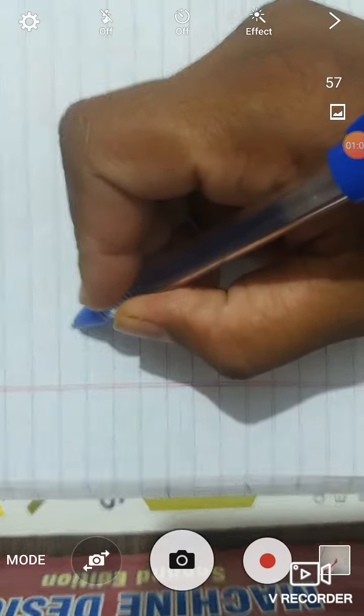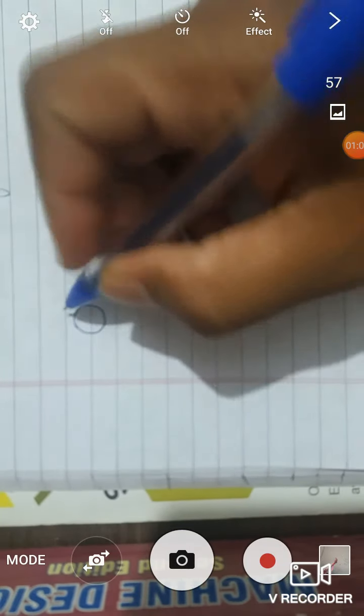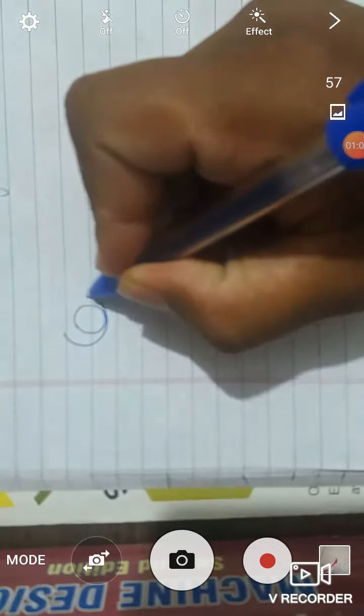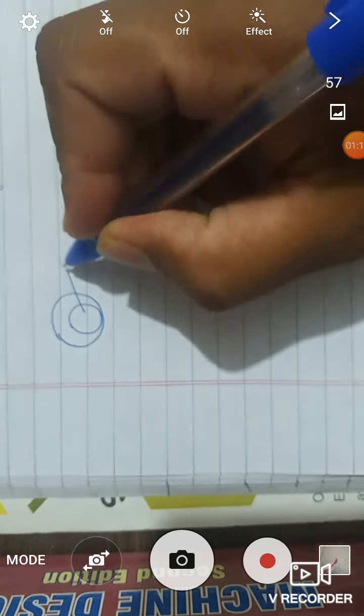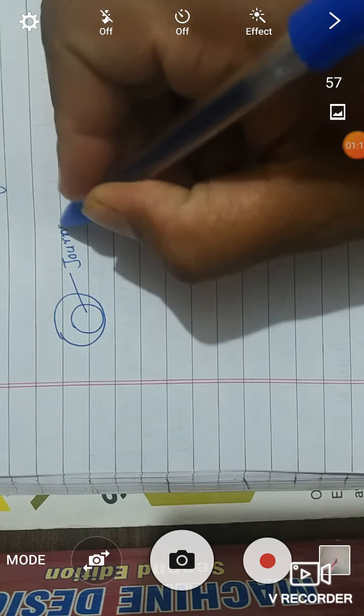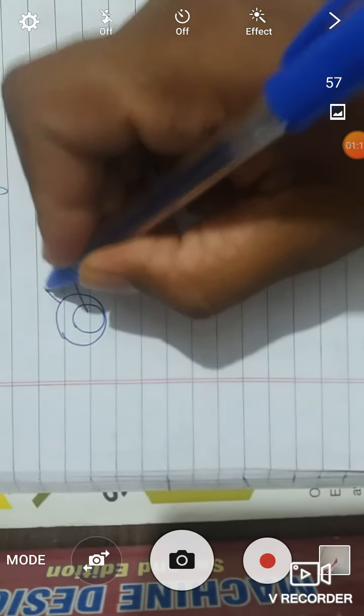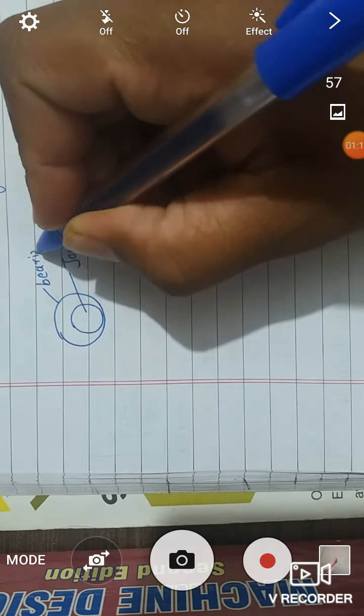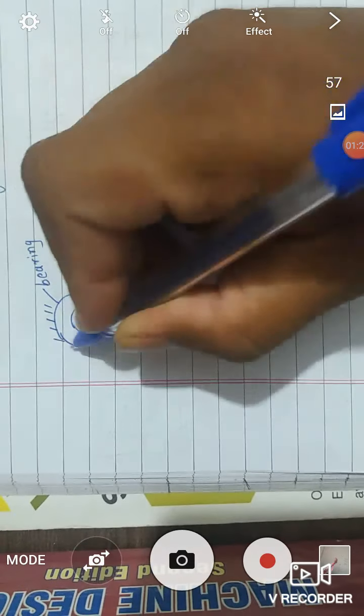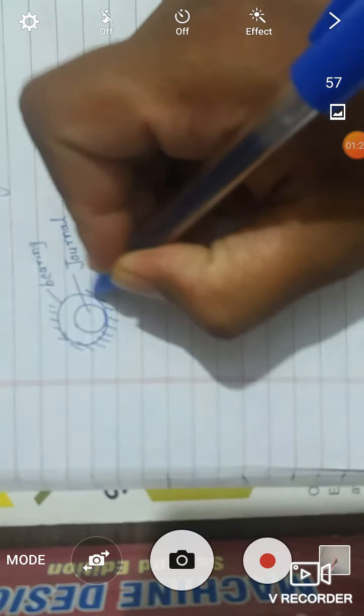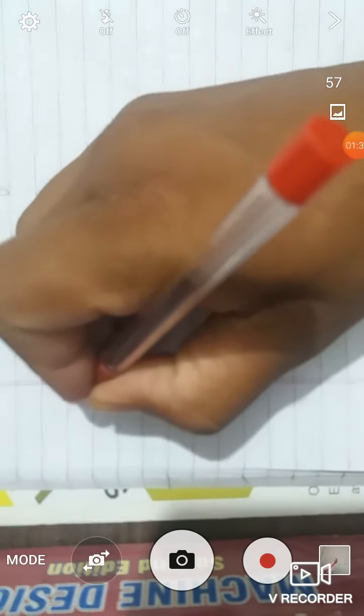If we see the basic parts in the sliding contact bearing, then here this portion is called the journal, then this is the bearing, and this portion is the lubricant.